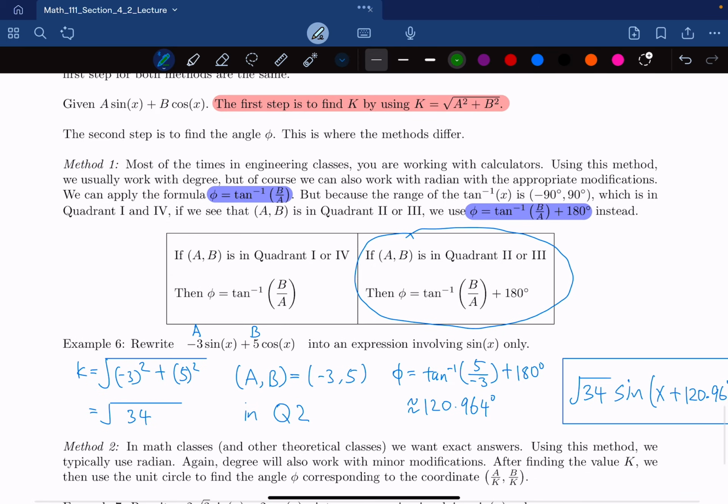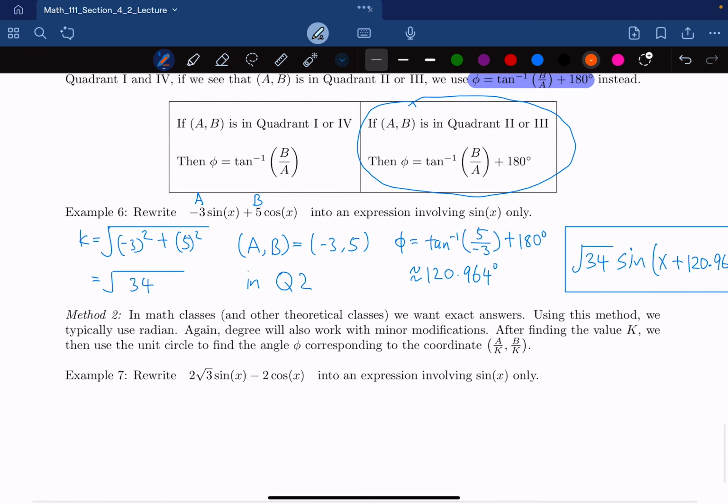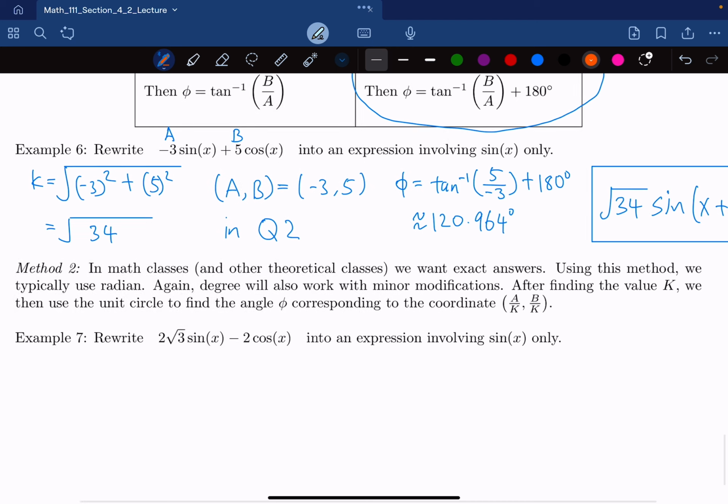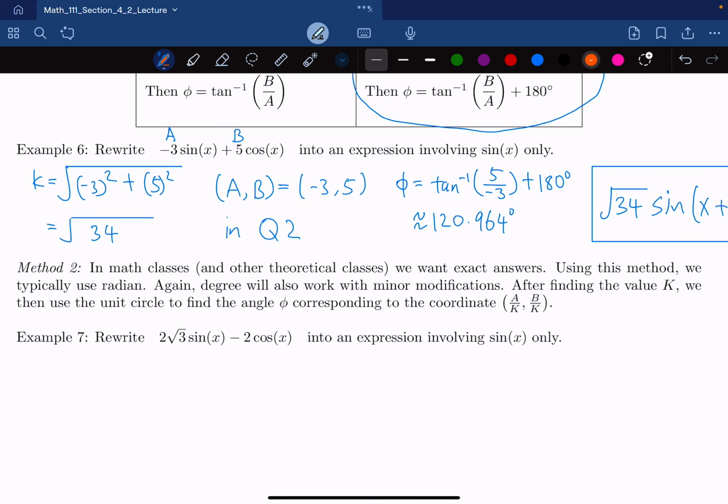Let's do the other version of the problem, the other method. The other method is the one we are often going to use in this class, because it is a math class after all. We're working with radians, and you probably already realize this, but whenever we're working with radians, we want exact answers, and we want to do this without really using a calculator.